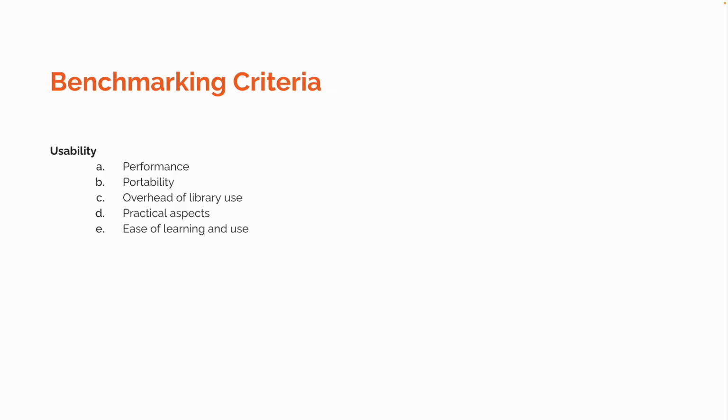Fourth is practical aspects, considering whether it is an implementation, its maintenance status and quality of its documentation. And the last is ease of learning, which means some libraries have very complex implementation mechanism, making it difficult to learn. And as an end user or as a programmer, how easy it is for you to learn and to be able to use that particular library.